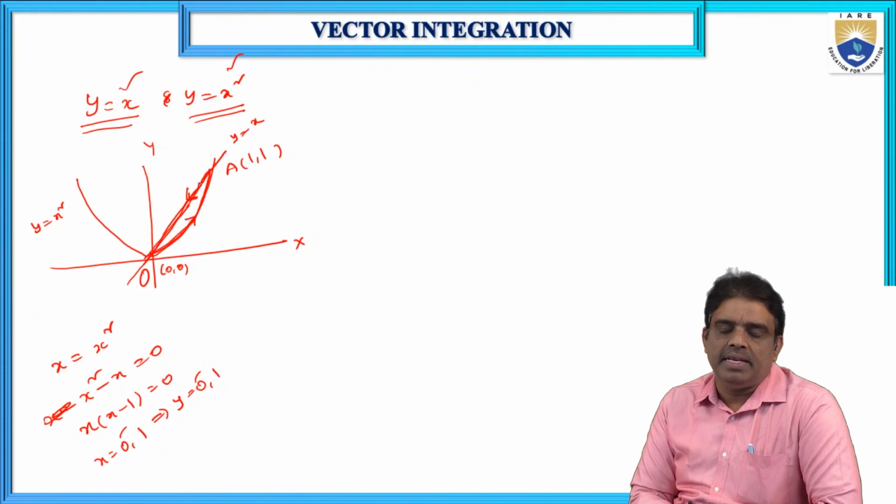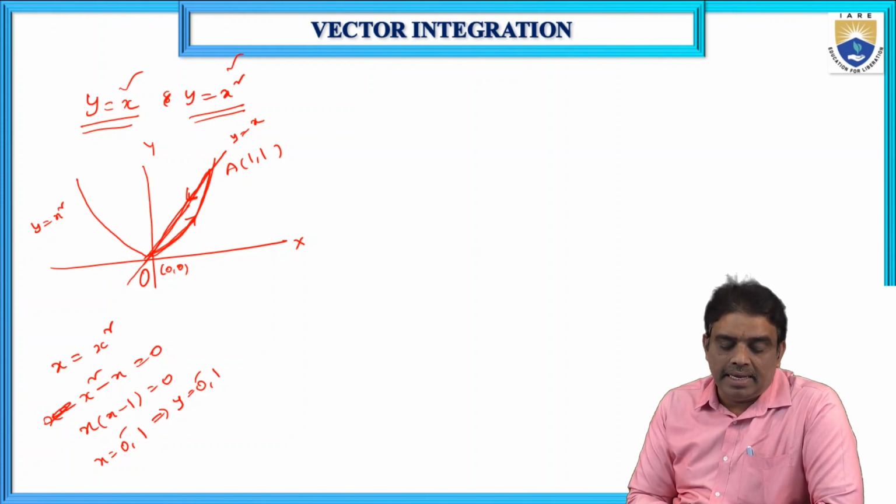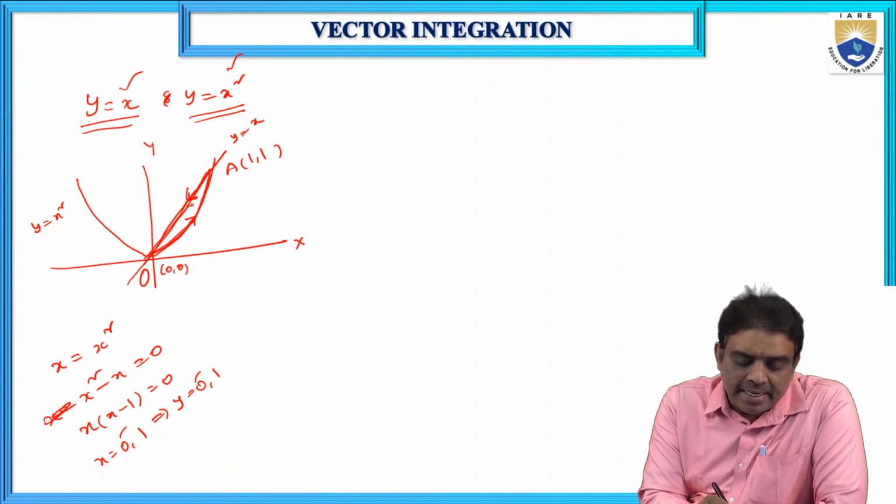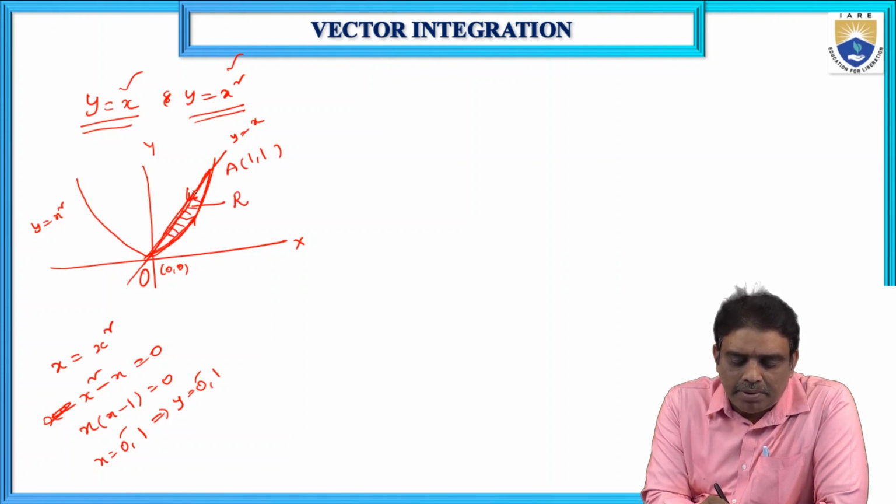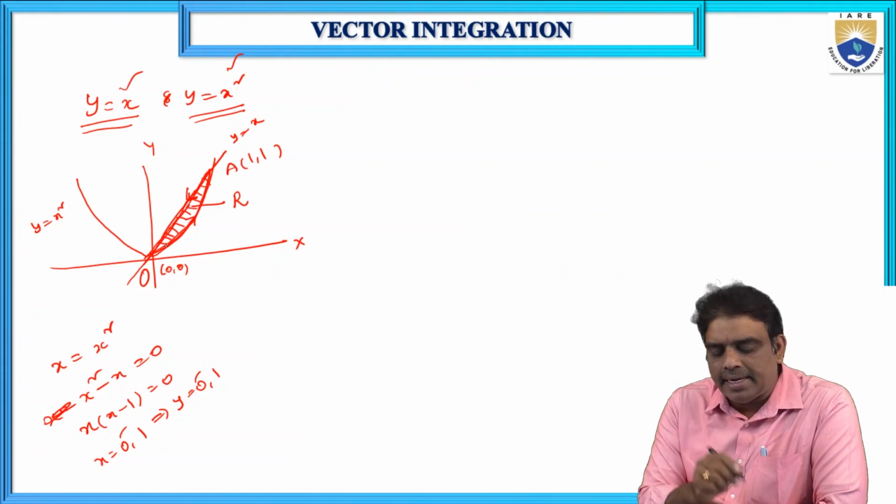That is to be evaluated in the line integral case. In the double integral case, we have to consider this region, capital R. This is the region capital R. That will be explained later.